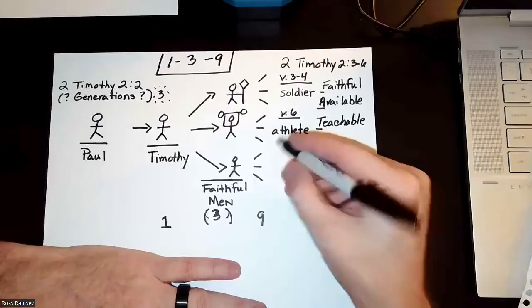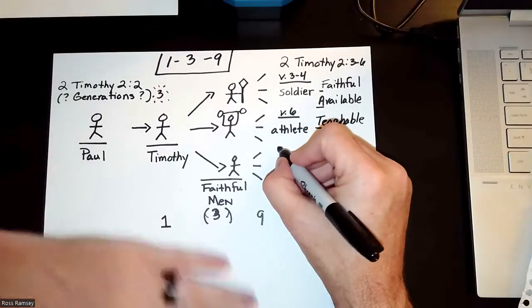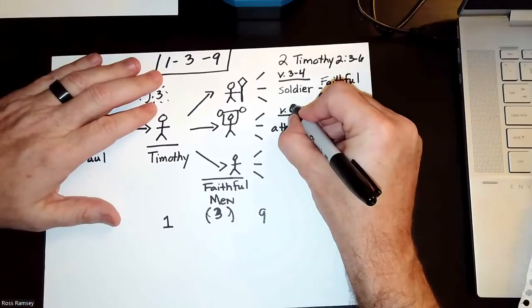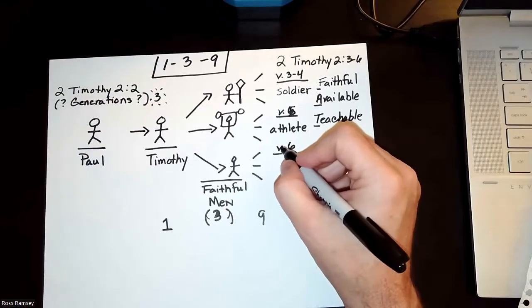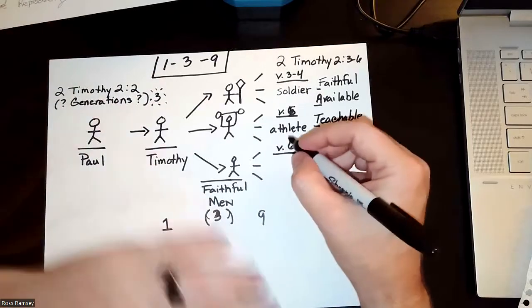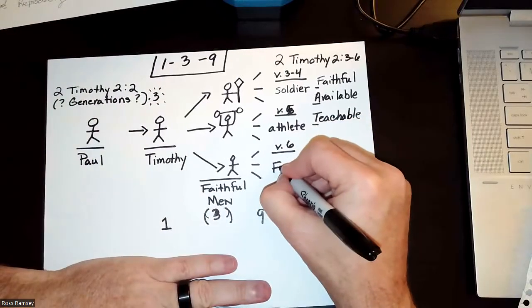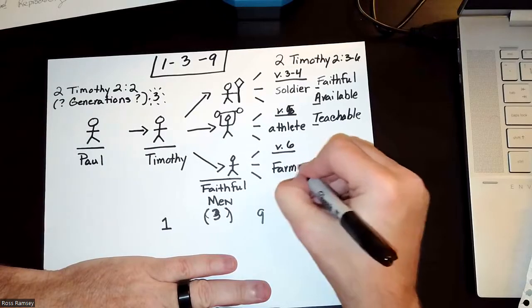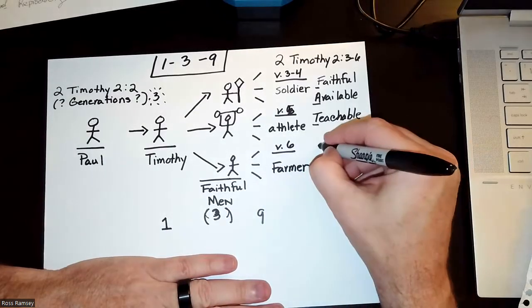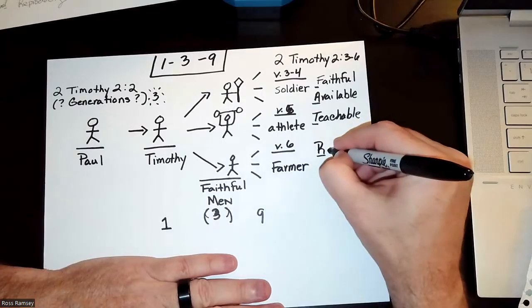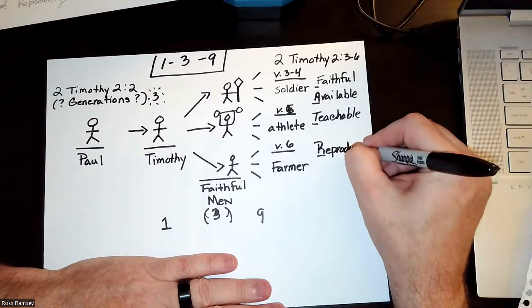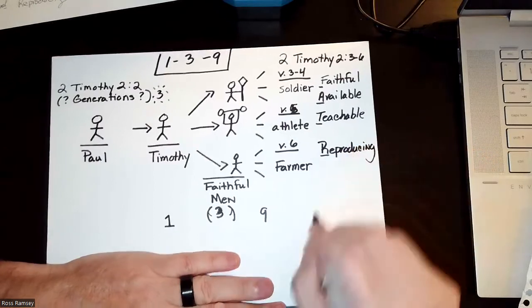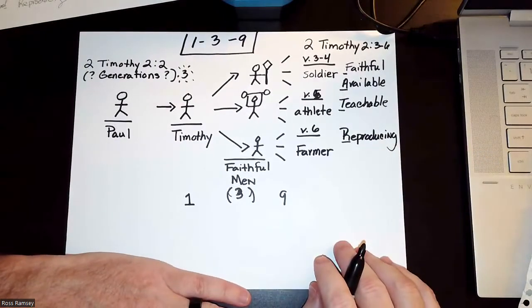And then the last one is a farmer, and that's, I'm sorry, that was actually verse 5. This is verse 6. We have the farmer. And a farmer is reproducing. To be a successful farmer, you've got to reproduce. There's got to be multiplication.